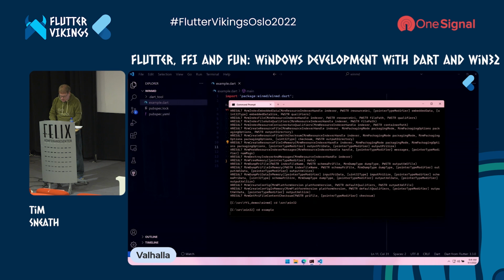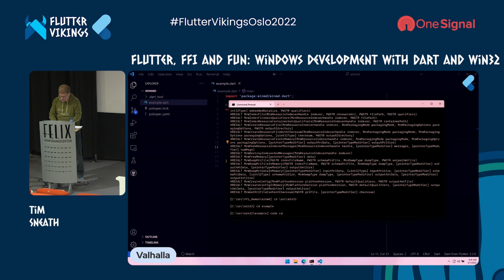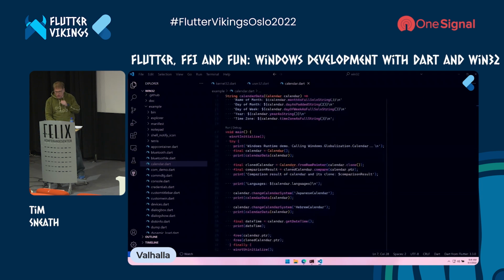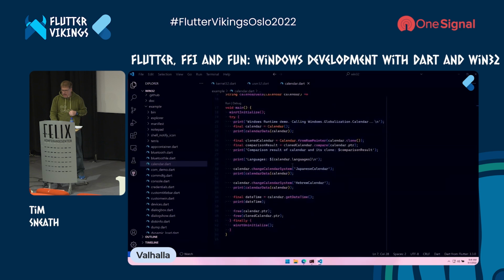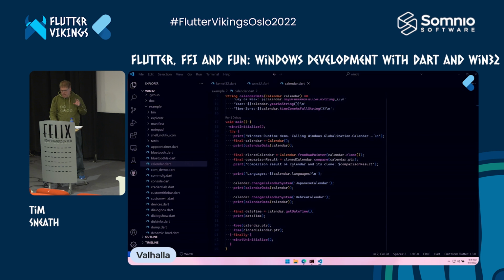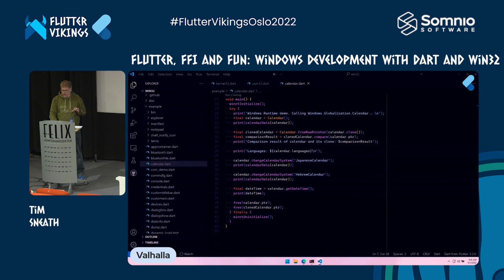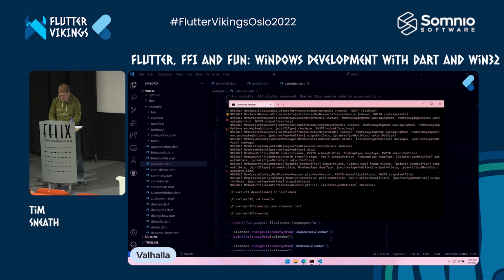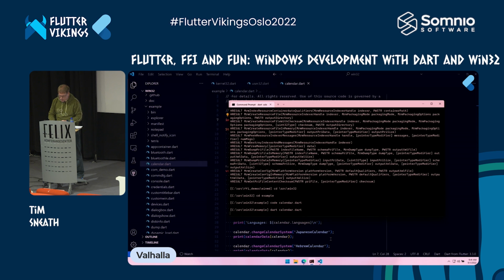So if I go back to the example here, let's just grab calendar as an example. This is an example of WinRT code. This is calling the Windows 8 and above calendar methods that let me do things like find the current calendar, find the Japanese calendar, the Hebrew calendar, and compare and contrast these different things using the system. So if I go and call this one, let's call dark calendar. You'll see an example of this in action.